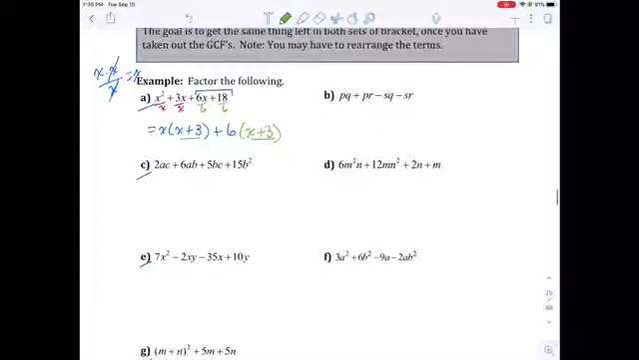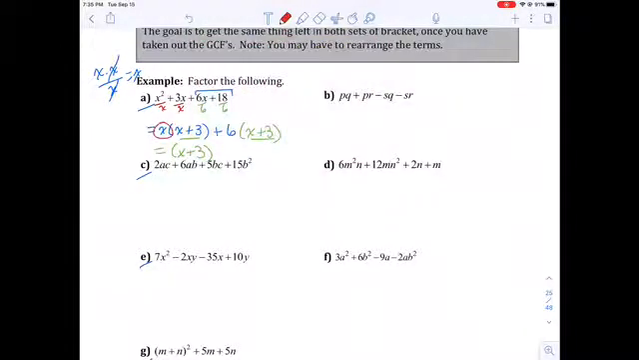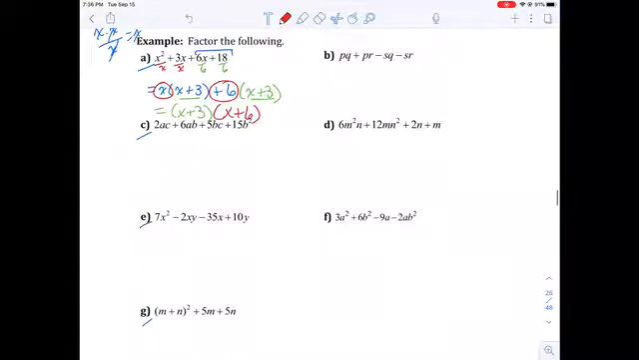Note the brackets are the same. Okay? And now what's common to both of those? X plus 3. And what is left over? X plus 6. There I have just factored.